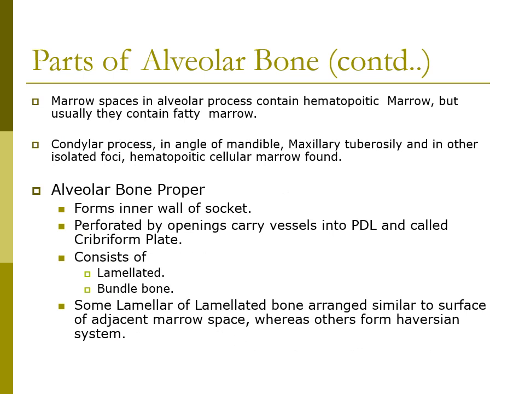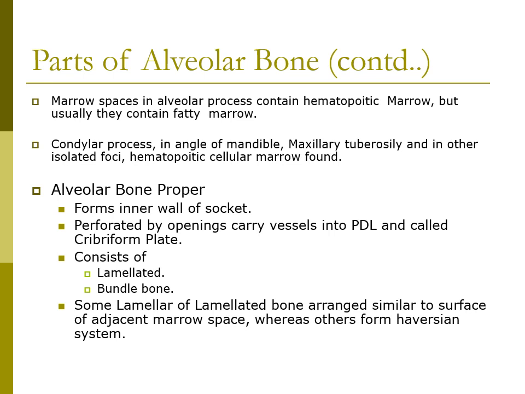Parts of alveolar bone. Marrow spaces in the alveolar process contain hematopoietic marrow, but usually they contain fatty marrow. In the condylar process, in the angle of mandible, maxillary tuberosity, and in other isolated foci, hematopoietic cellular marrow is found.